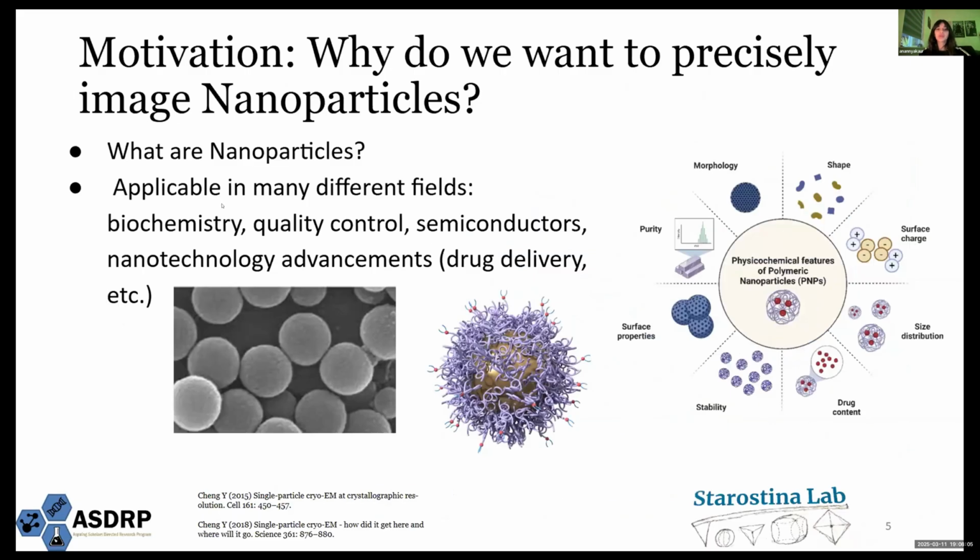So now, why do we want to precisely image nanoparticles? Nanoparticles are really small. They're less than 100 nanometers, and they have unique properties. They're really useful in medicine, electronics, material science, and many different fields, such as biochemistry, semiconductors, and nanotechnology advancements with drug delivery, which is something that is being worked on in the biochem lab. The imaging of these nanoparticles can help reveal different properties that are useful for many different applications.